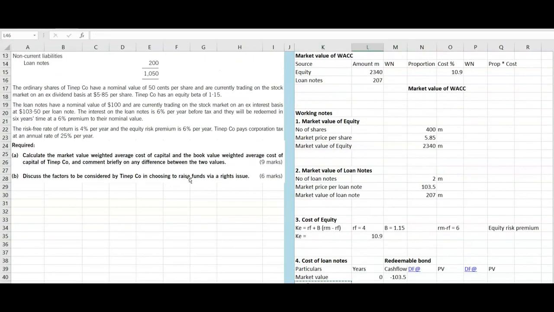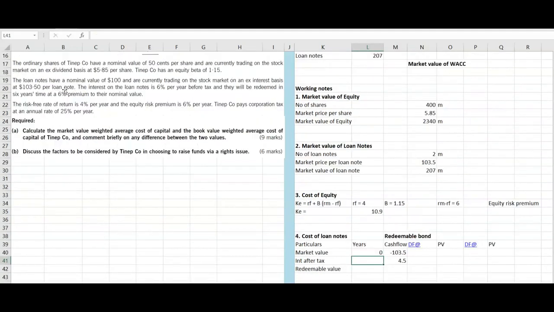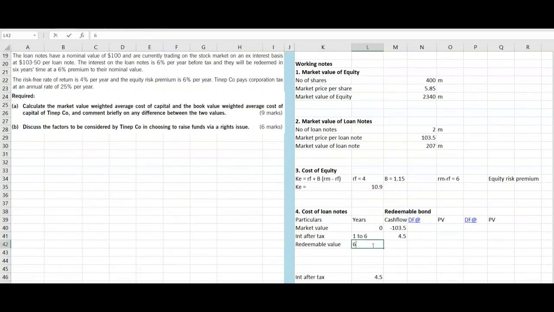So we'll calculate here. Interest is 6% before tax and tax is 25%. So 6 into 0.75, and we got the number. So we got 4.5. This 4.5 you can take here. But this 4.5 will occur for how many years? The interest is for a period of redemption of 6 years. The bond is redeemed in the 6th year at 6% premium.